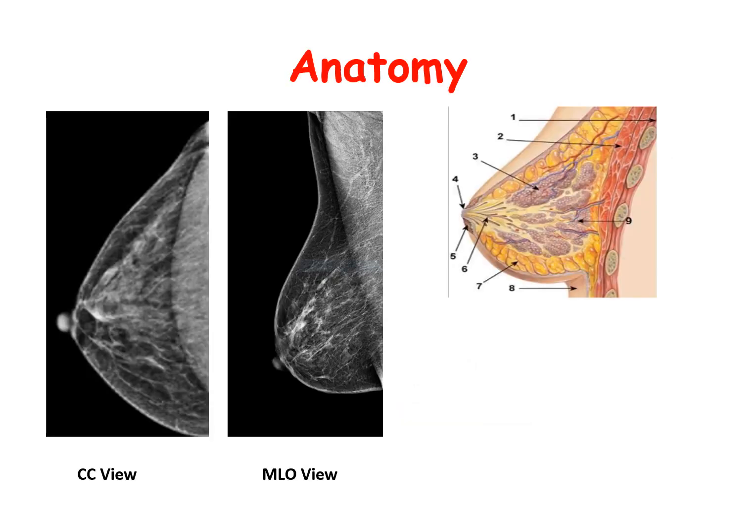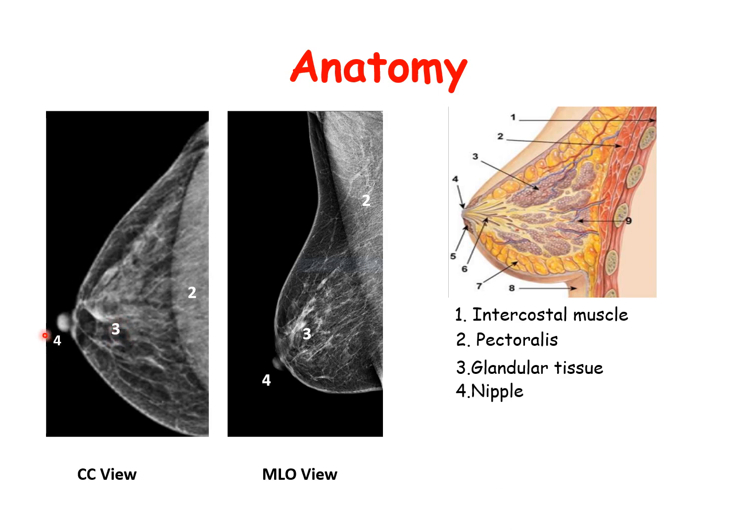Now coming to the radiological anatomy of the breast tissue, you have your two views, that is the CC view, craniocaudal view, and the mediolateral oblique view. So here you can see intercostal muscle. This is the pectoralis muscle. This is the glandular tissue of the breast. Here you can see nipple, and the skin which is surrounding the nipple is called the areola.